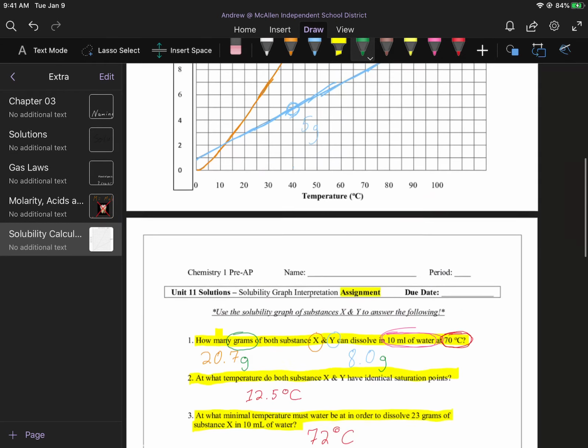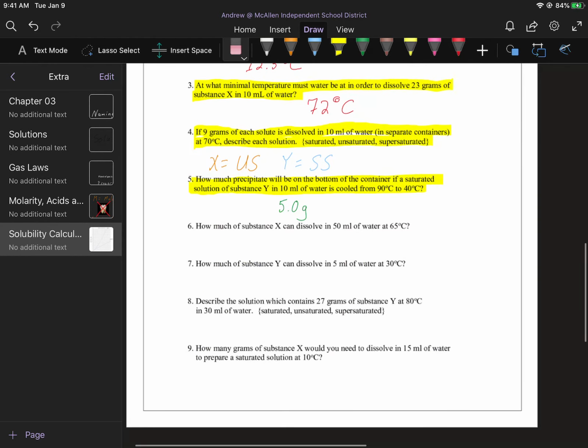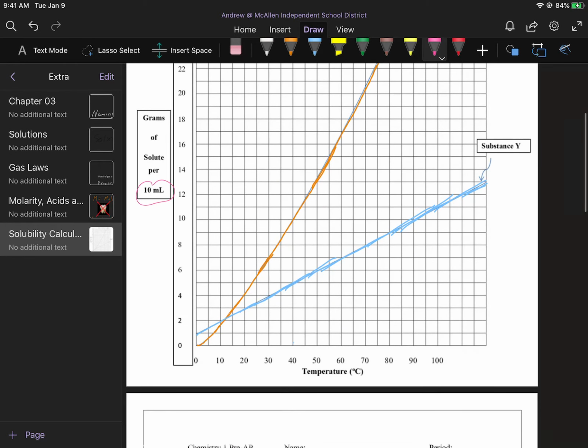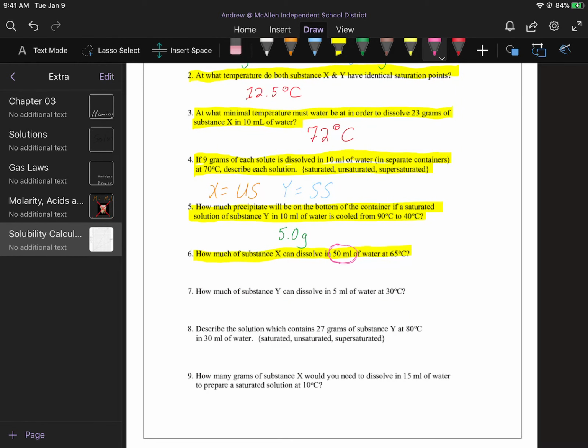Now, starting at number 6, we're going to have an extra step. I'm not going to give you problems like this very often, but knowing how to do them is still good. Now, how much of substance X can dissolve in 50 milliliters of water at 65 degrees Celsius? Now our amount of water has changed. Everything up until now has been 10 milliliters because our graph is in 10 milliliters. But now we have 50 milliliters.